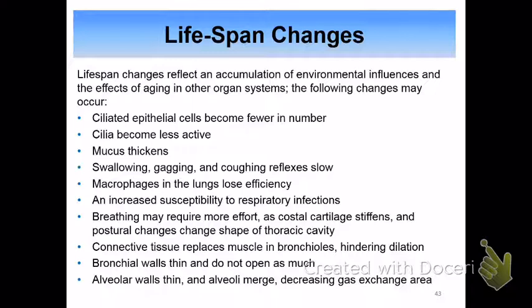Okay, last slide. And as we get older, what happens? The cilia become fewer, so they break down, which would increase infection, right? They're less active. The mucus thickens. Swallowing, gagging, and coughing reflexes are a little bit slower. Macrophages in the lungs lose efficiency, so you may get sick more often. Like, got lots to look forward to, don't you? Increased susceptibility to respiratory infections.